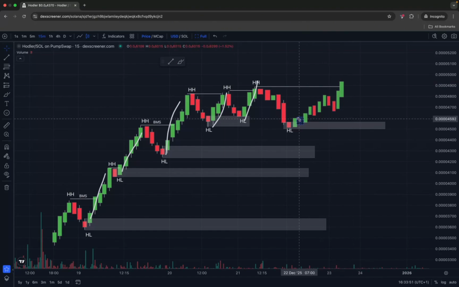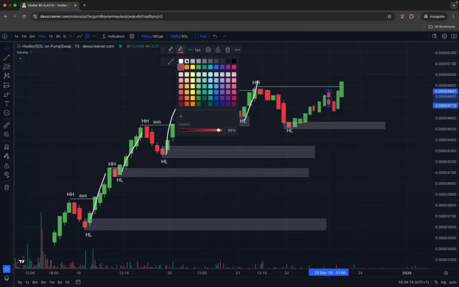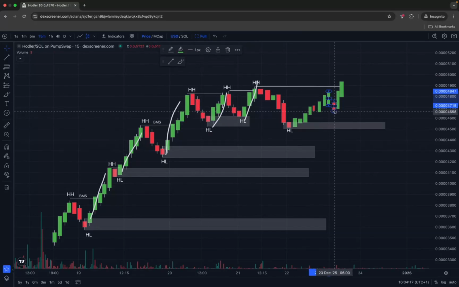But assuming it's just one red. Let's say, for example, these were all green here, but it has only one red here. And these other ones right here, they were all green. It's still good. All right, it's still good. Assuming these other ones right here were all green, okay, it's still good.